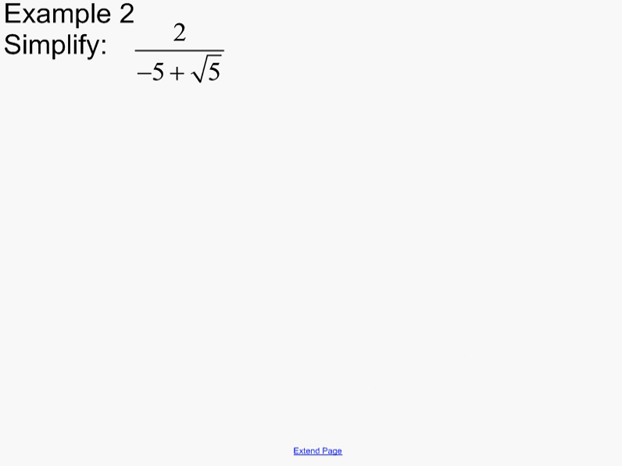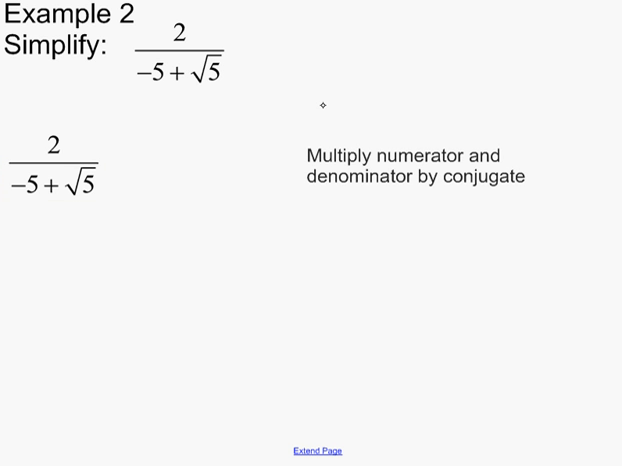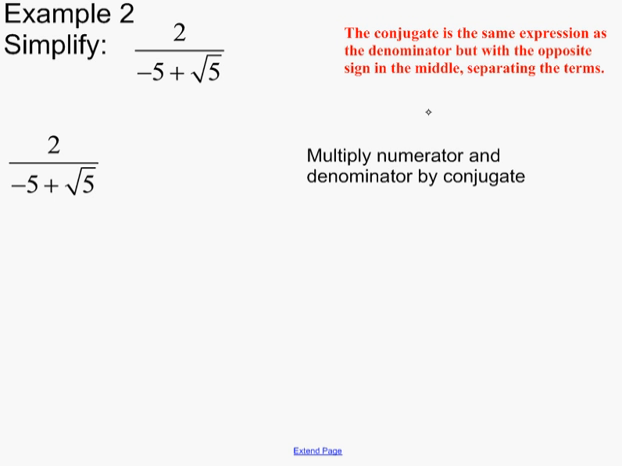Example 2, simplify. So here is the case with the binomial denominator. So when that happens, what we have to do is multiply the numerator and the denominator by the conjugate. Remember what the conjugate was? The conjugate is the same expression as the denominator, but with the opposite sign in the middle. Emphasis in the middle. So we are going to have to multiply this expression here by the conjugate.